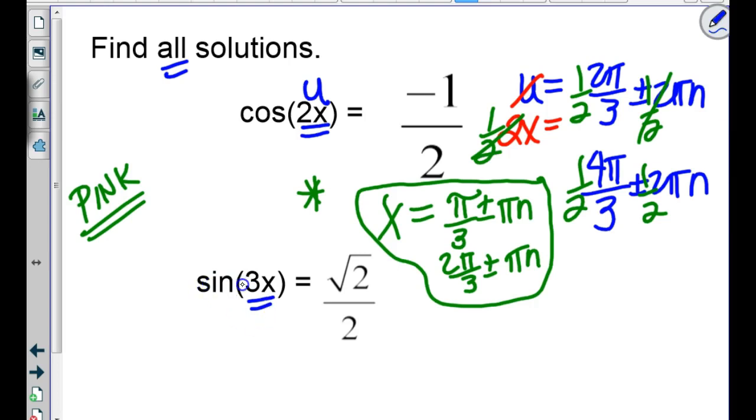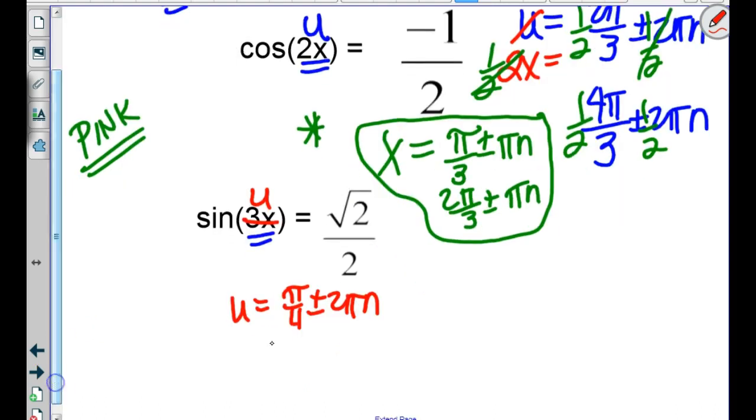One more real quick. Where's the sine of 3x equals square root of 2 over 2. So if we just call this u, where's the sine square root of 2 over 2? Okay, but u was really 3x, so we need to do what? Yeah, take 1/3 of everything.